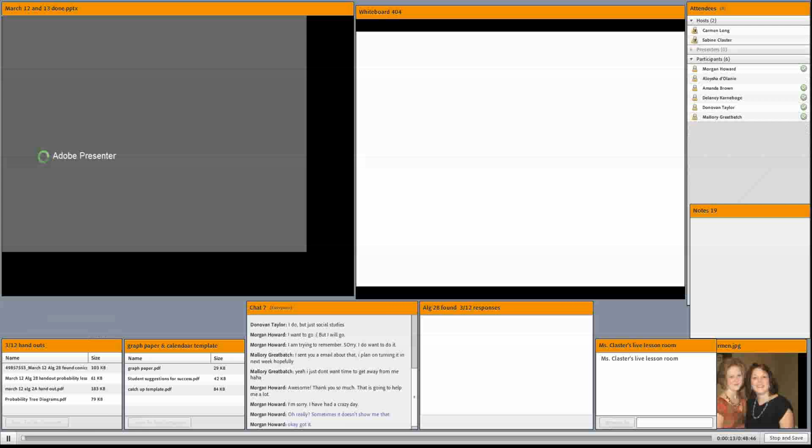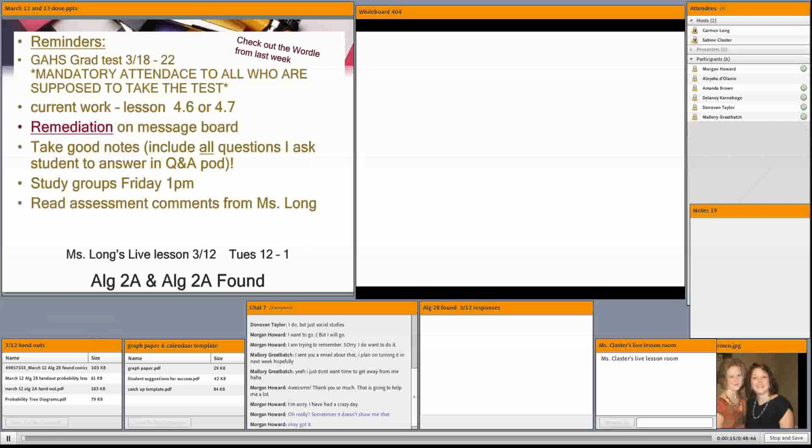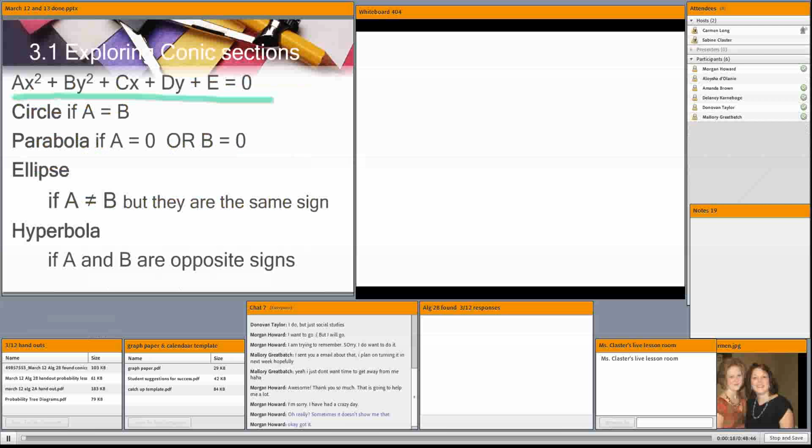Okay, so if your function looks like this and all the question says is what kind of conic section is it, then you're looking at only these two terms. These are the only two that are important. If A equals B, it's a circle every single time. If A is 0 and it's just got a y squared, or B is 0 and it's just got an x squared, it's a parabola every single time. If it's an ellipse, then they're not equal, but they're the same sign. So like A would be 2 and B would be negative 16.